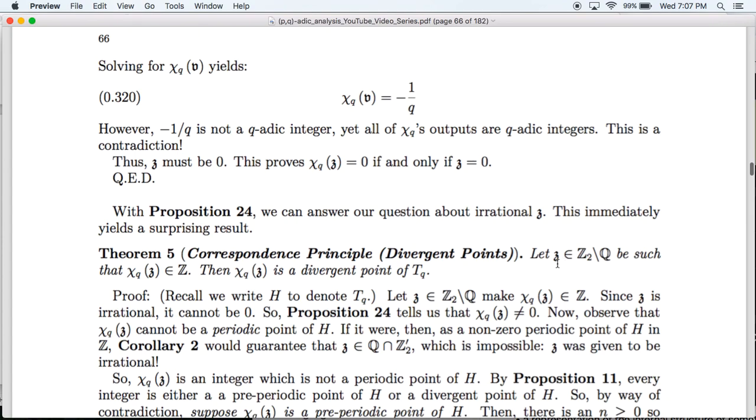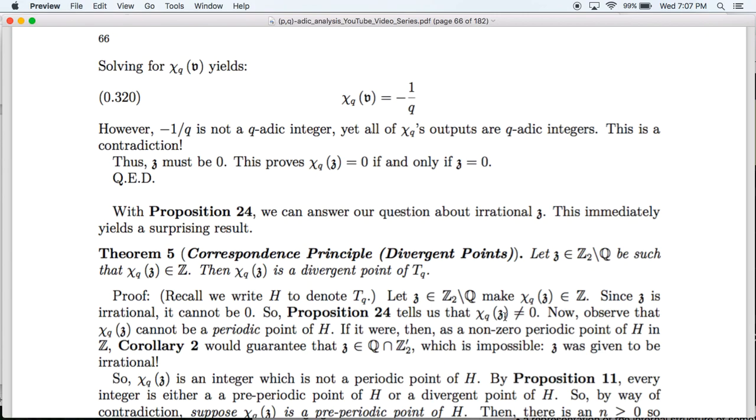Let z be an irrational 2-adic integer at which chi-q attains a rational integer value. Then that rational integer value is a divergent point. This proof, just as a reminder, is going to be completely non-constructive. So let z be irrational and make chi-q of z into an integer. Since z is irrational, it can't be 0. So as we just saw, this tells us that chi-q of z is not 0.